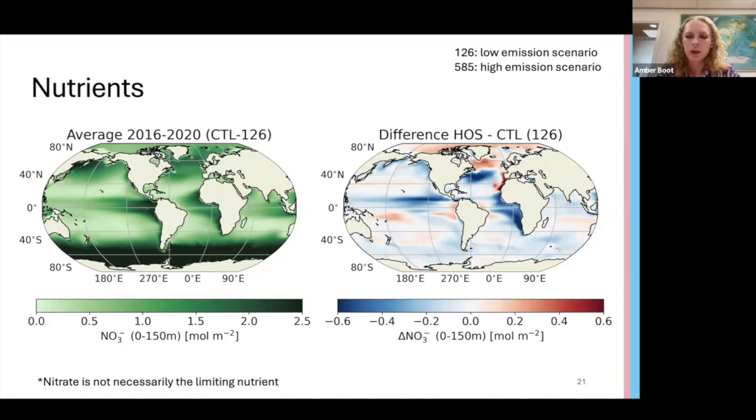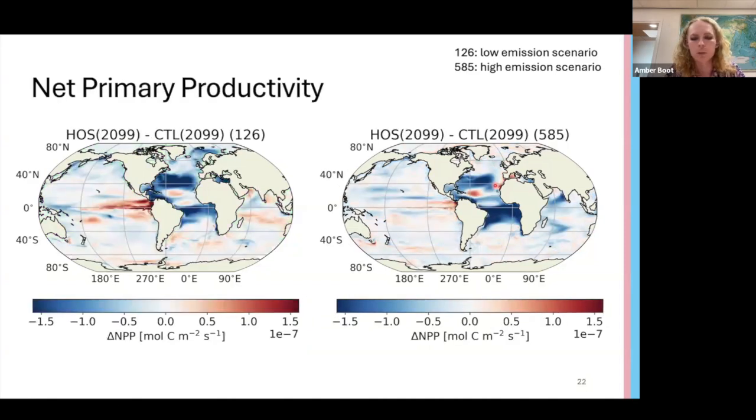But what I think really stands out here as well is this really regional response. This is really a patchwork of regions where we see an increase and regions where we see a decrease. And we see the same in the productivity of our ecosystem. So this is net primary productivity. We see that mostly in the Atlantic Ocean, in both emission scenarios, there are these large decreases in productivity, whereas in the equatorial Pacific, we see these increases. And again, it's quite similar what we see in the different emission scenarios.